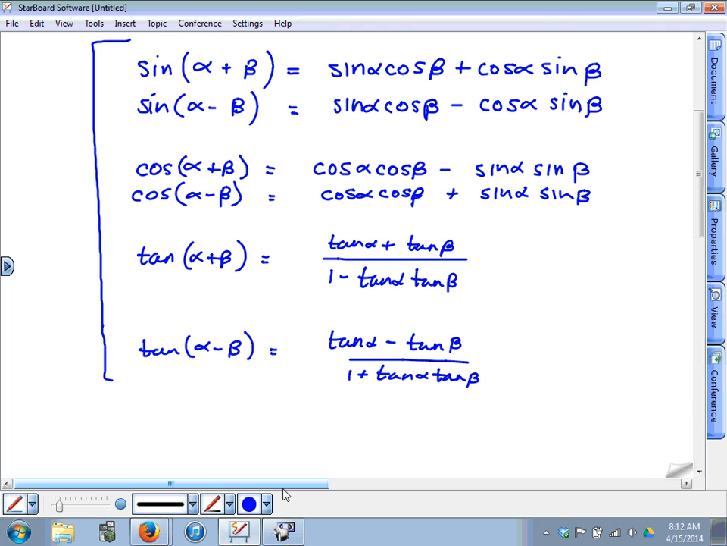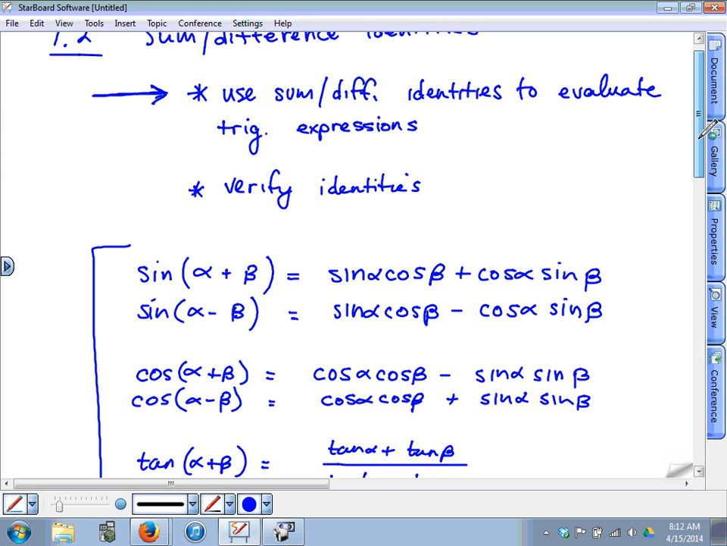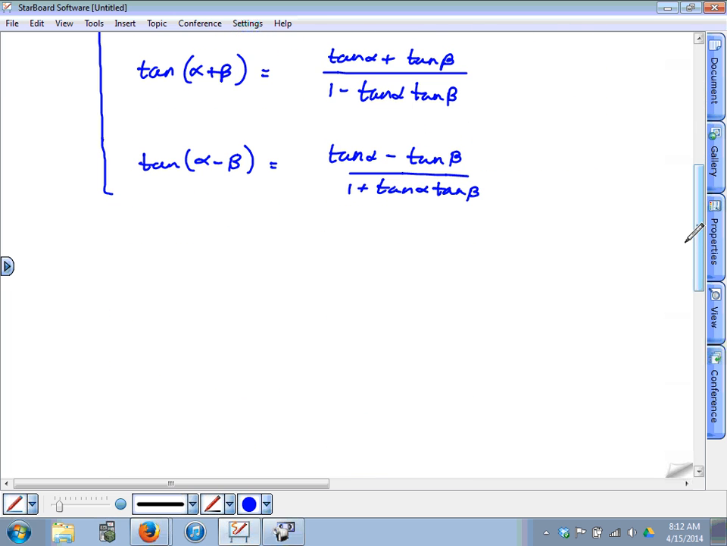and difference identities. And again, these identities are mostly going to be used for this objective right here, for evaluating trig expressions. We'll do a few verifying of identities, but we're mostly going to stay in objective 1. So here we go.